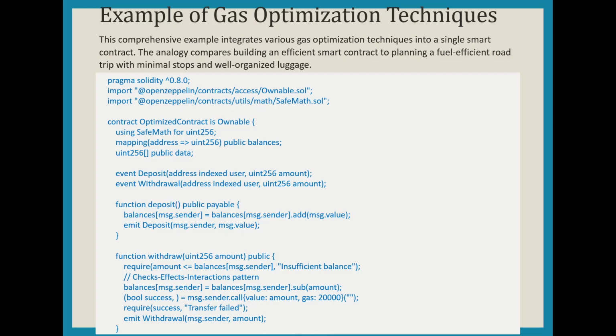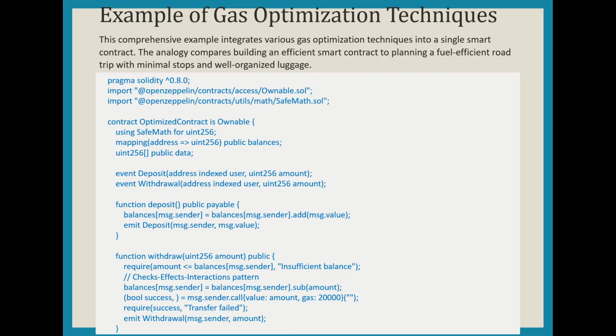Okay, so let's break down the code for you. First, we are importing from OpenZeppelin the contract Ownable.sol, right? This includes ownership related functions and modifiers. Next, we are importing SafeMath.sol. This provides safe mathematical operations, preventing overflow and underflow errors. Next is inheritance. The contract inherits from Ownable, making it possible to restrict certain functions to only the owner of the contract.